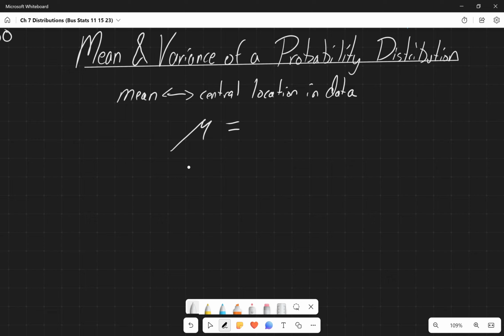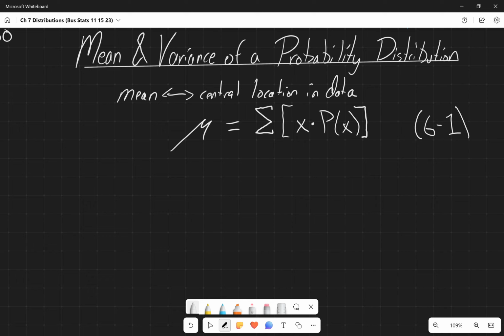So the lowercase mu is going to be a summation of each individual outcome times the probability of that outcome. This is equation 6-1 in your text.